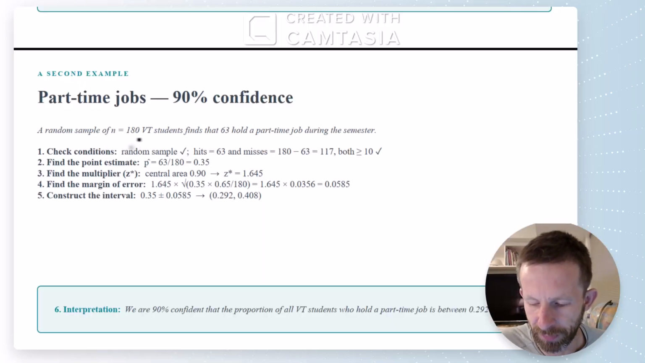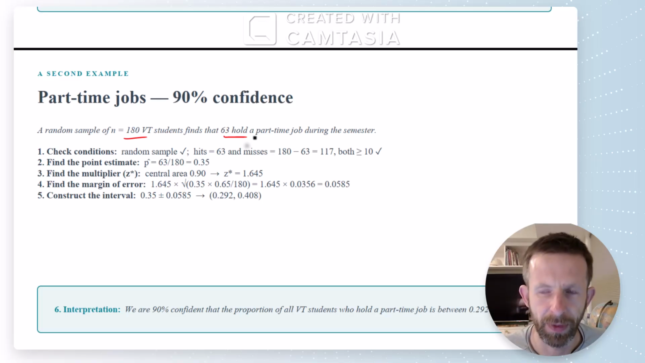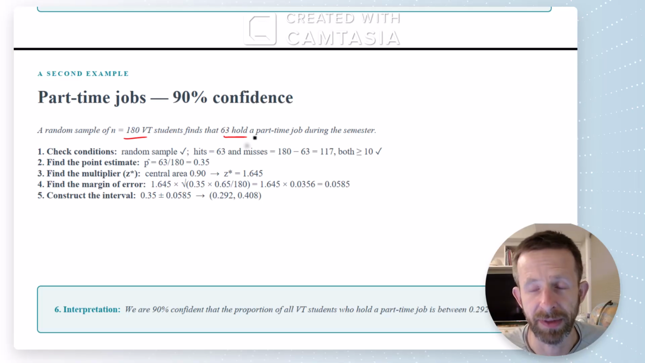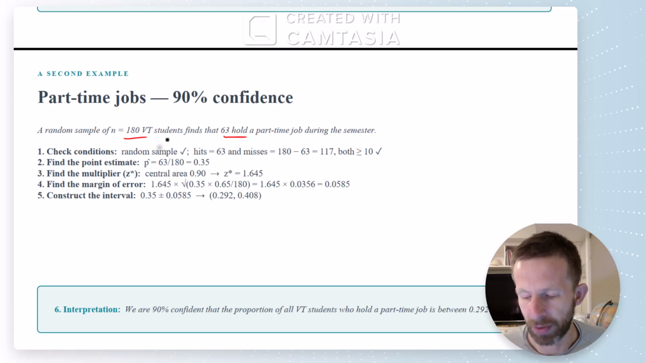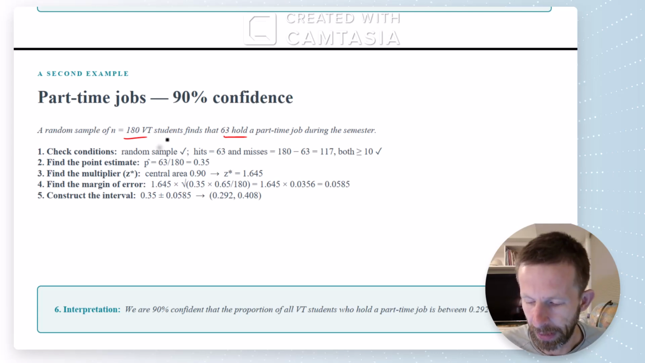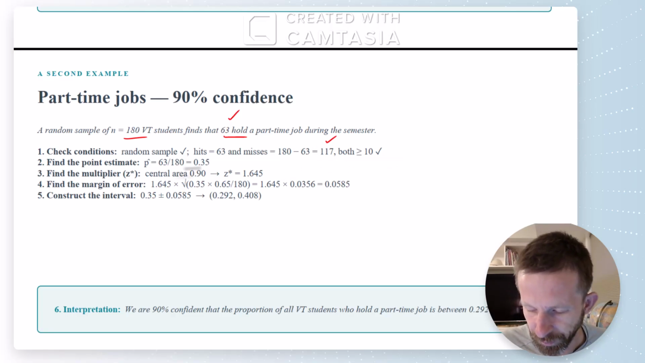Here's another example. We have a random sample of 180 VT students. We find that 63 hold a part-time job during the semester, and I want to find a 90% confidence interval for the proportion of all VT students who hold a part-time job during the semester. All right, so if 63 hold it, that means 117 don't. So both of those are greater than or equal to 10.